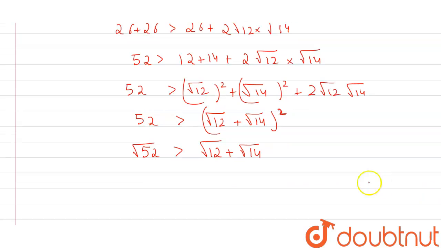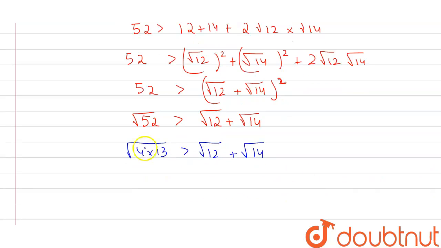Okay guys, now I can write this 52 as under root of 4 into 13, because 4 into 13 is basically 52, greater than root of 12 plus root of 14. Now if I remove this 4 from the square root, this will become 2 times root 13 greater than root of 12 plus root of 14.